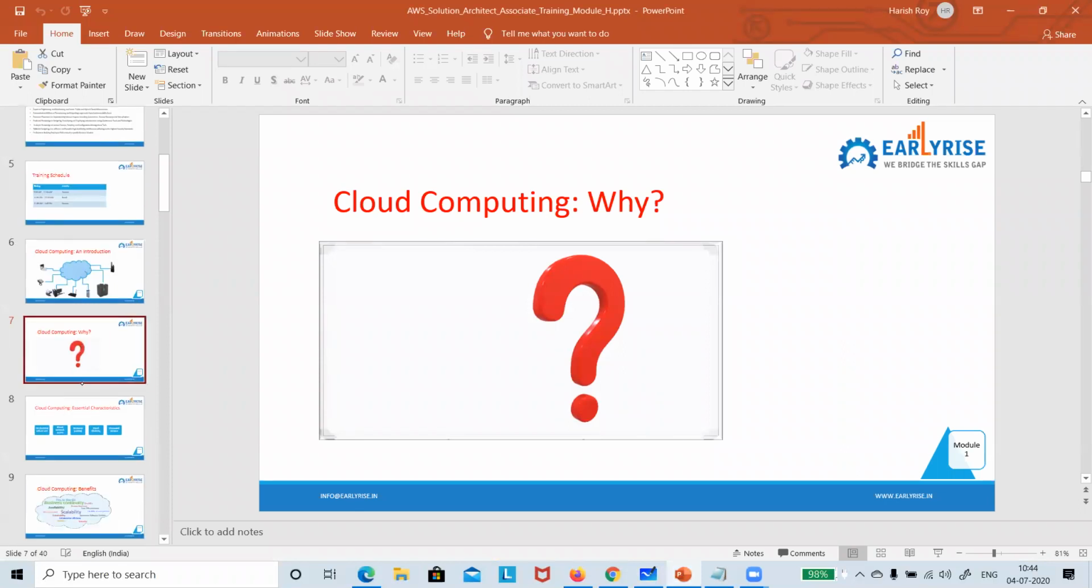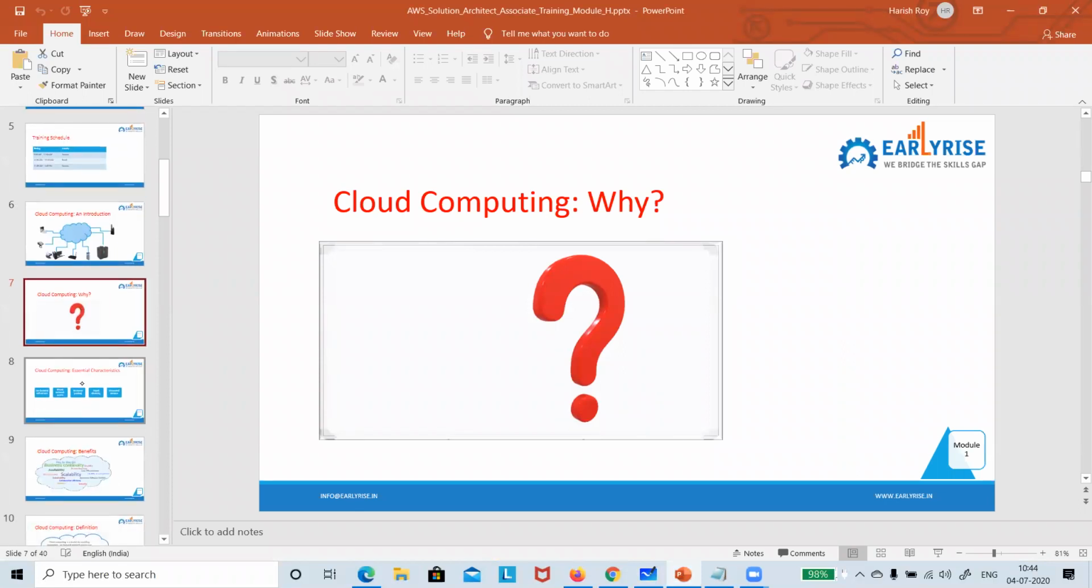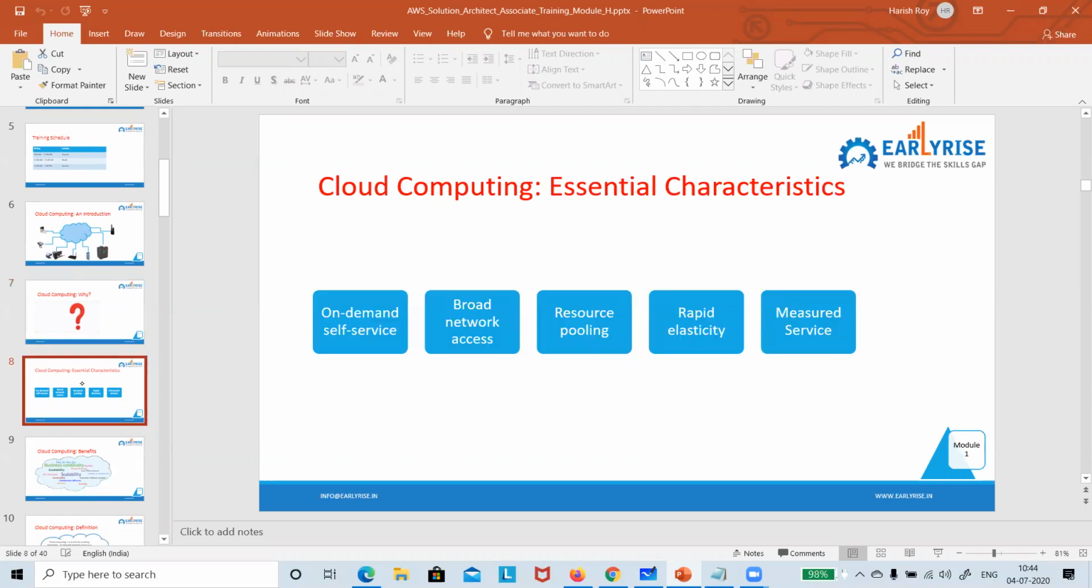So we have covered why cloud computing. Now look at the essential characteristics of cloud computing. Please let me know if you can relate to the word on-demand self-service.